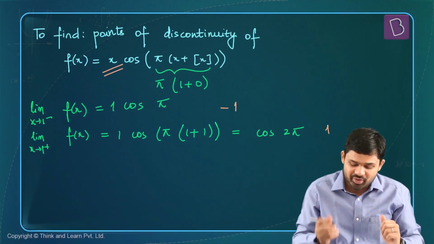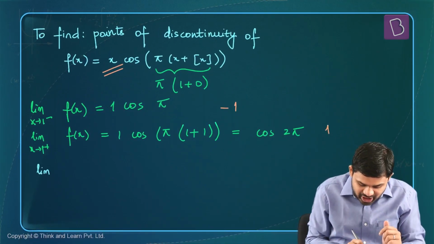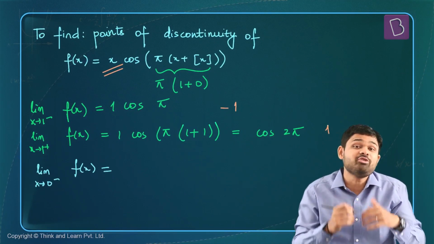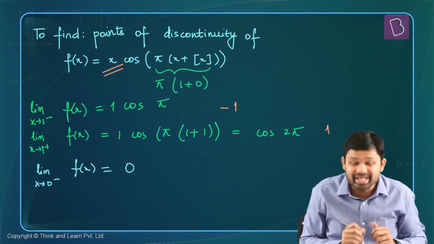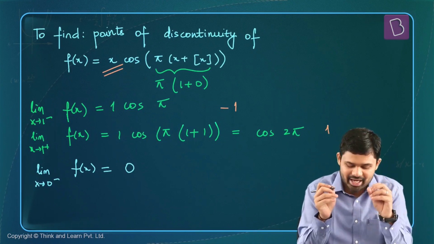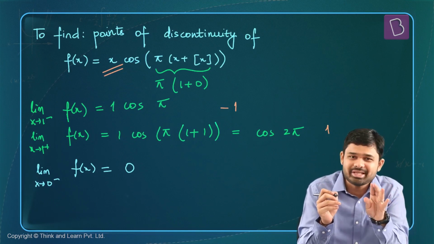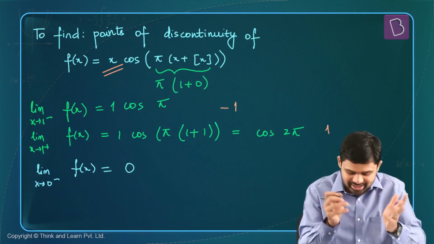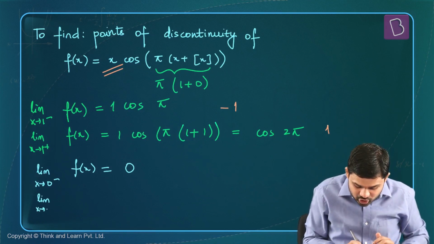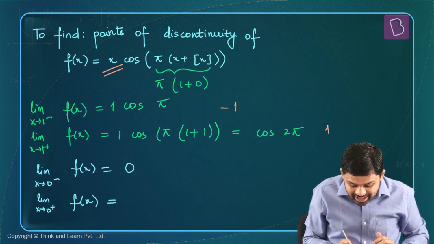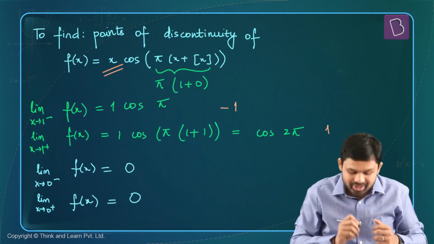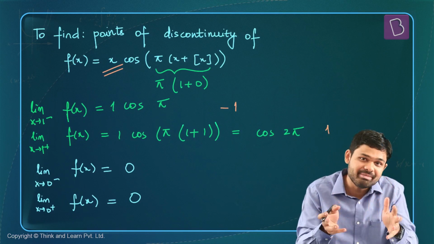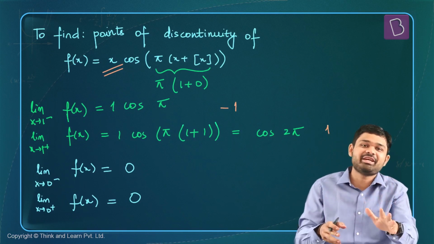But what happens if x equals 0? Let's consider the limit x tending to 0 from the left hand side of f of x. Well, irrespective of what the value of cos is, this is going to be equal to 0, because you have 0 multiplying cos of pi times 0 plus some number slightly less than 0, which would be minus 1. So you'll have cos minus pi multiplying 0. That's 0. Similarly, the limit as x tends to 0 plus of f of x is also going to be equal to 0 times something, which will be 0. So the limit will exist at x equal to 0, and also the value of the function will be equal to 0, which means that the function will be continuous at 0.